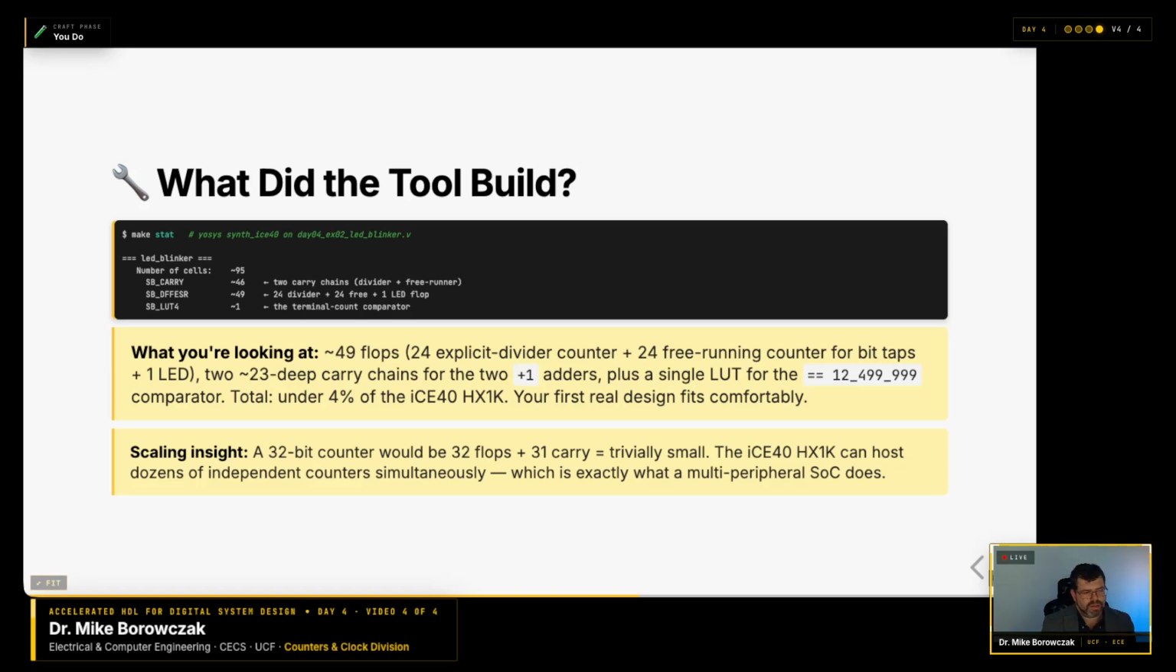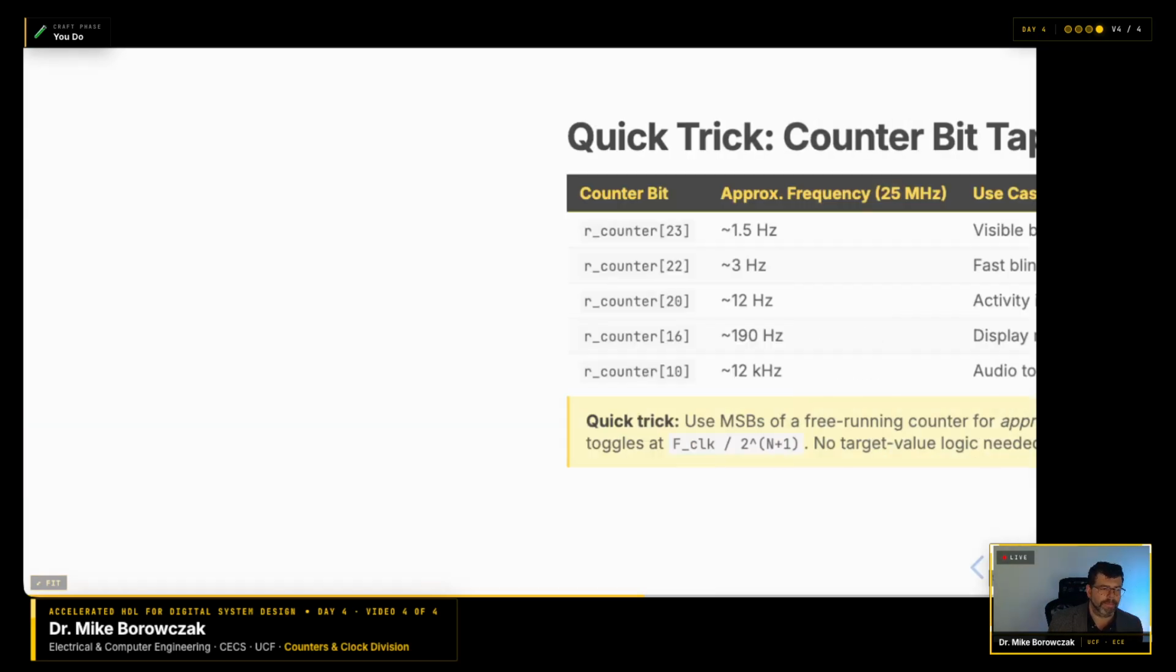So just to think about this, a 32-bit counter would be basically 32 flops and 31 carries. It's not that big. So you can host a handful of independent counters at the same time in a design. It's what actually happens in devices that have multiple peripherals operating at different speeds. This happens all the time.